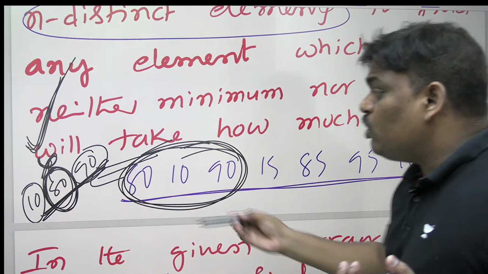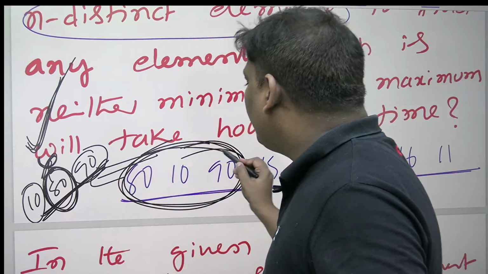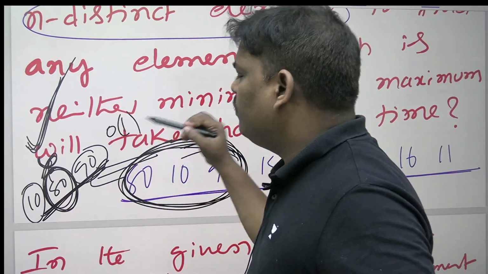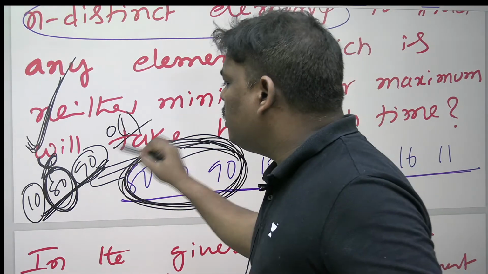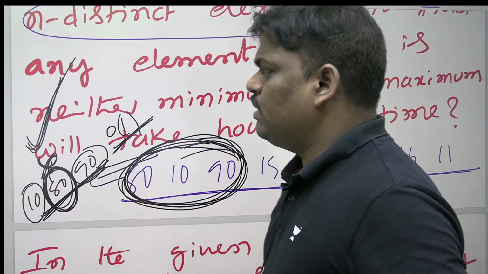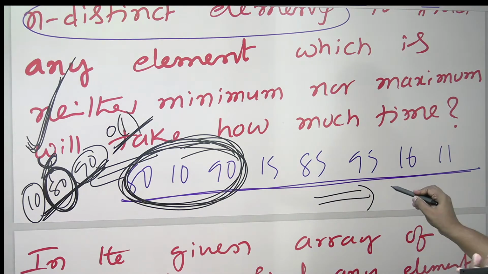Some people are asking, sir, you are sorting. But I am sorting only 3 elements, and sorting 3 elements takes constant time. Sort the first 3, take the middle one, and that is the answer. So the answer for this problem is big O of 1.